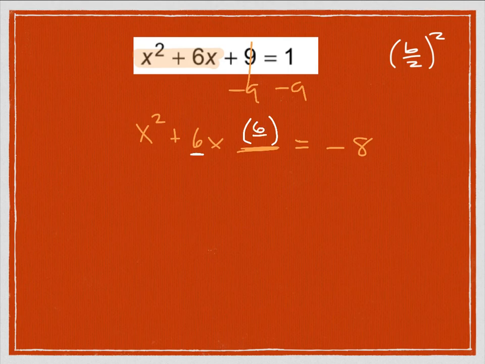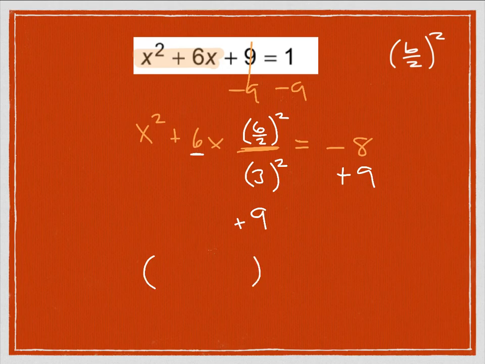Six. So 6 over 2 squared. How can we simplify 6 over 2? Or just 3. So we have 3 squared. And what's 3 squared? 9. So if we add 9 to the left side, we have to add 9 to the right side too.